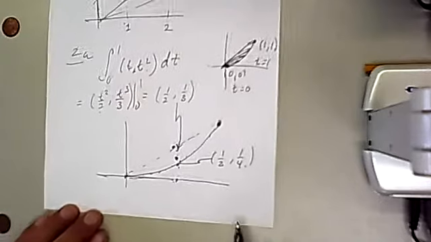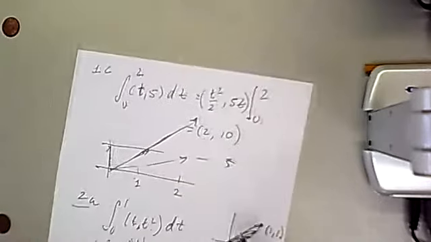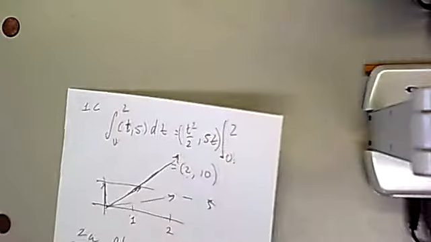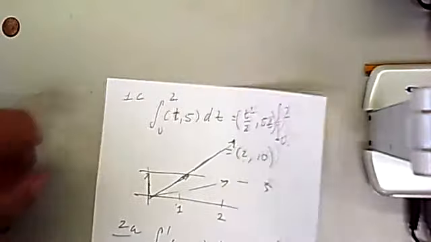So this works really well if we go from 0 to 1. If we reparameterize, so let me go back to example 1. So this was example 1c. Let's go back to 1d.